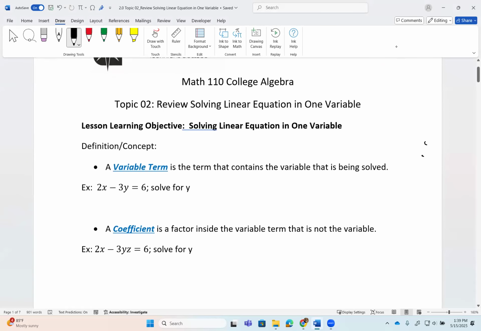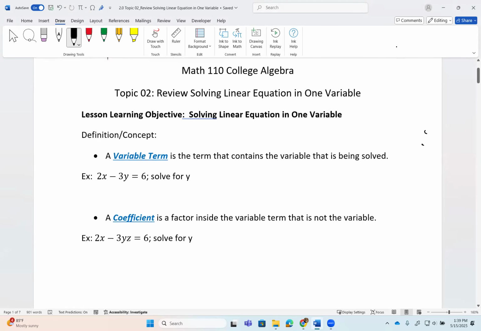A lot of times when it comes to solving equations, I use this word a lot called a variable term. A variable term is a term that contains the variable that is being solved, okay? The term that contains the variable that is being solved.